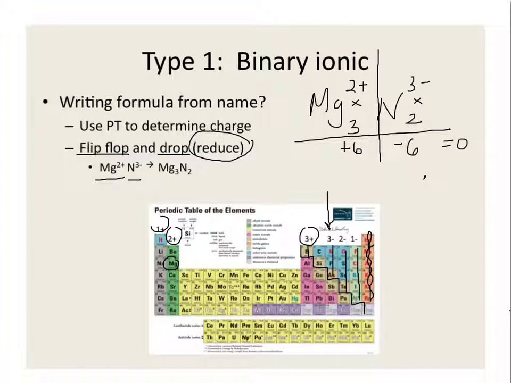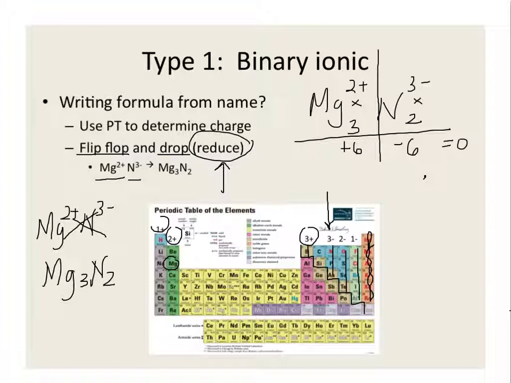So what that looks like, I'm going to do it down here, is you just take Mg 2 plus and 3 minus, and the charges get flip-flopped and dropped. So my resulting compound is Mg3N2. Now the reason why we say reduce is that sometimes those numbers are not going to be in the lowest possible ratio. So let's take an example of that.